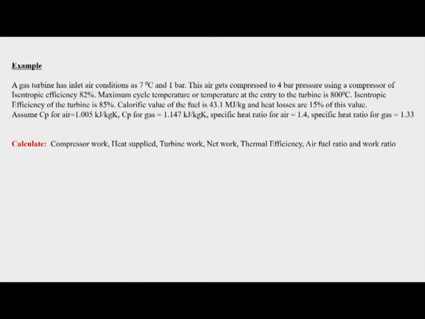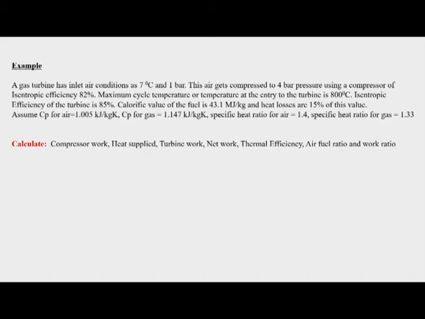Now next, using this concept of specific fuel consumption and the concept of work ratio, we will solve an example which is not exactly related to this power plant based application, but to the application we had considered earlier for electricity generation. This example deals with a gas turbine which has an inlet temperature of 7 degrees Celsius and a pressure of 1 bar.